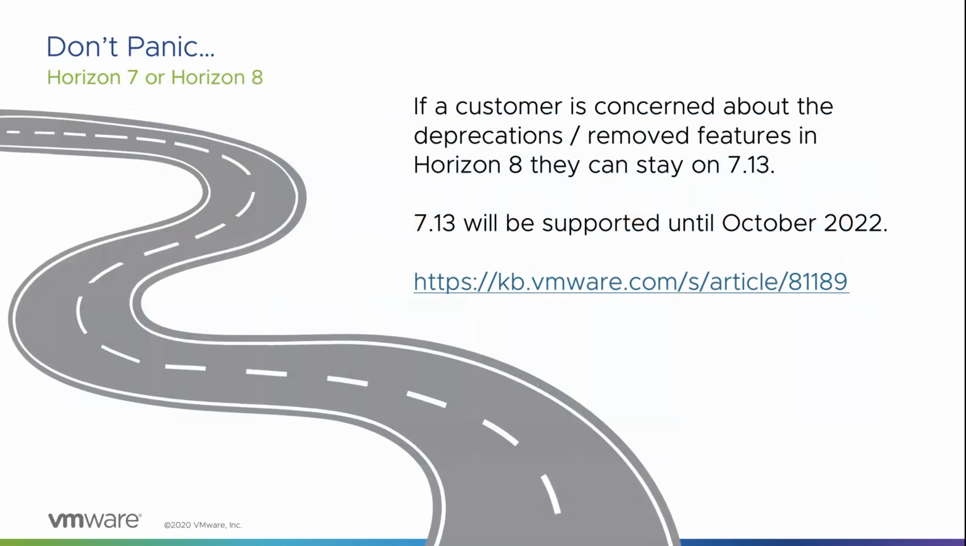Doesn't mean you need to panic though. So, whether Horizon 7 or Horizon 8, if you're concerned about deprecations and removed features, you have a ton of link clone pools, very large ones, you have a lot of persistent disk, and you don't think you're going to be able to move over to Horizon 8 anytime soon, you can move up to Horizon 7.13. Horizon 7.13 will be supported until October 2022. This KB article that's linked here describes the support process for 7.13, but again, don't need to panic. We recommend starting to look that way, but you don't need to do it next week.